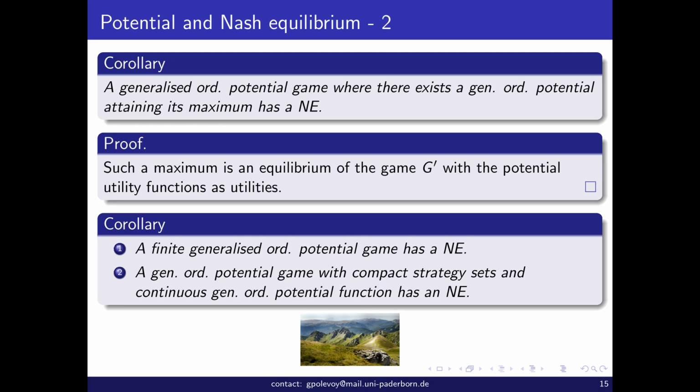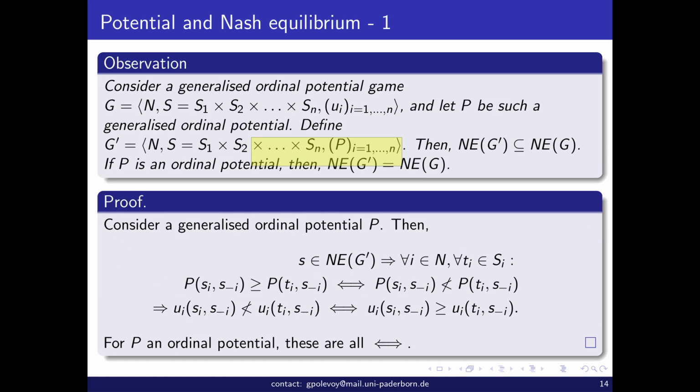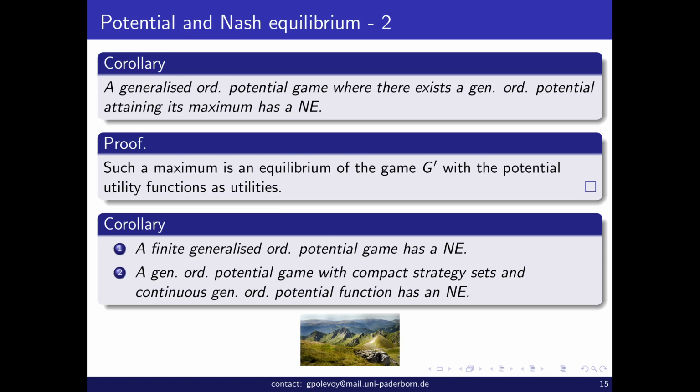And therefore, there exists also an equilibrium of the original game, because we know that the equilibria of G prime are included in the equilibria of the original game.